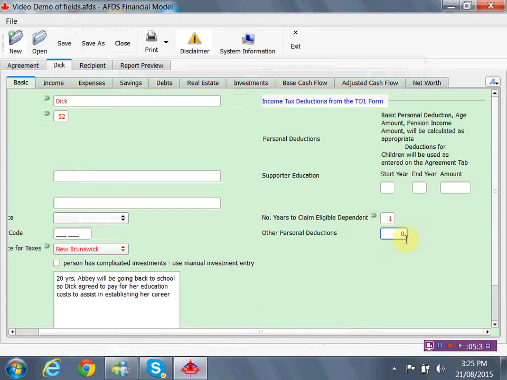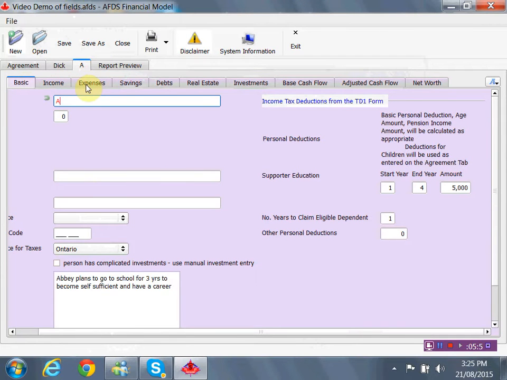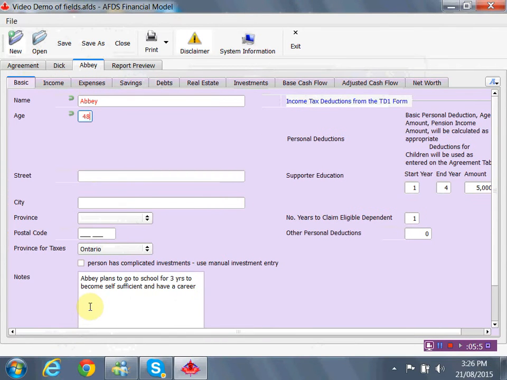The other personal deductions would be things like the disability tax credit, or something that is particular and one-off to this person, not some of the other areas which are already calculated. Then if we go to our recipient and put in that person's name, their age, where they live, what province they're in, and that sort of thing.